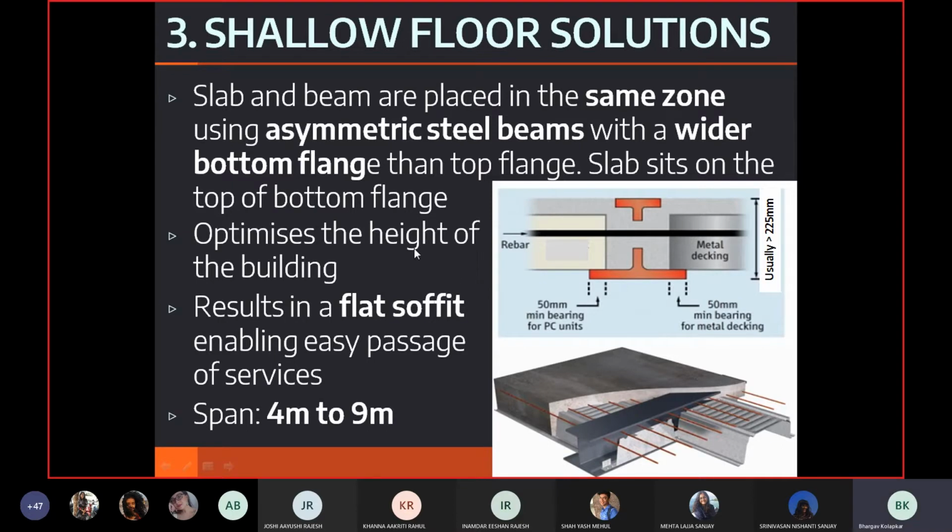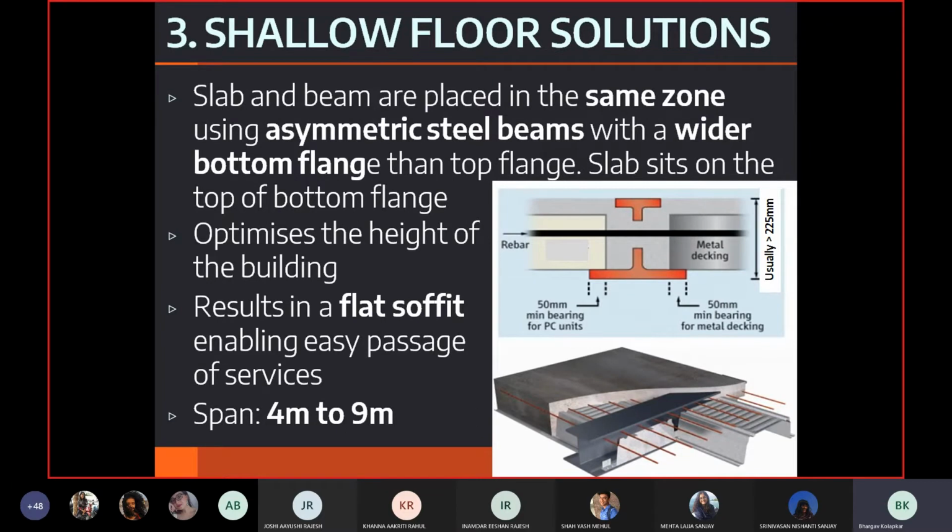Now, doing this optimizes the height of the building and results in a flat soffit, enabling easy passage of services. So you can imagine it's not like the conventional system that we have when there's a slab and then there's again a hurdle because of the beam, and we have beams in a line, and therefore it's very difficult to pass the services. But here there's a flat soffit, so the service is really not a concern.